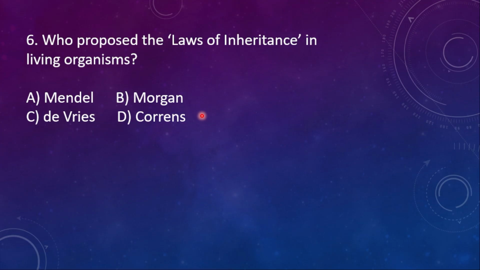So the next question is question number 6. Who proposed the law of inheritance in living organisms? Here, obviously, you know the answer: A. Mendel, B. Morgan, C. De Vries, and D. Correns. Here the right option is option A, Gregor Mendel.